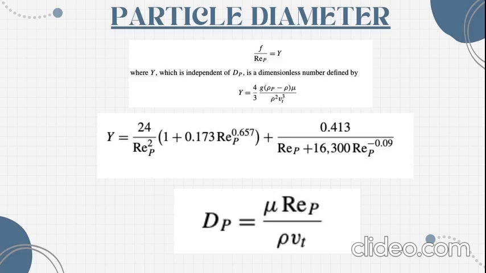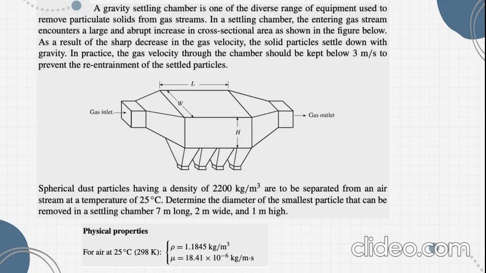times the density of the particle minus the density of the liquid, multiplied by viscosity, divided by density of the liquid times the cube of the terminal velocity. So on substituting, we get the final equation to be this. And by using this value, we can find the diameter of the particle, which is equal to viscosity times Reynolds number divided by density times terminal velocity. So now let's take another example.